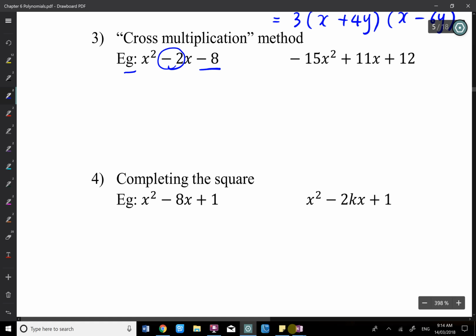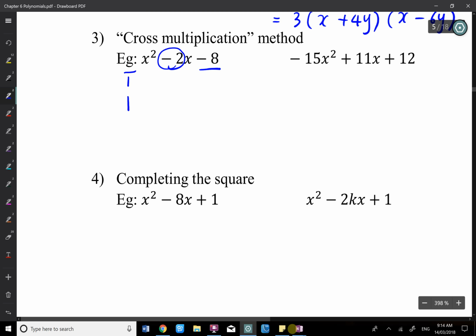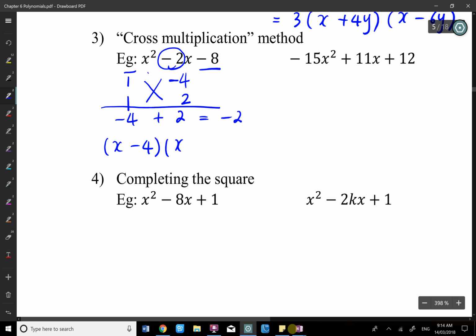So what I'll do, for the x squared, we will have 1 and 1. So what can make 1? 1 and 1. And for the -8, 2 and 4 can make 8. I want to make a -2, so I'll put the negative on 4. Cross multiply them, -4 plus 2 gives you -2, which is the middle number. So I will have x minus 4 and x plus 2.